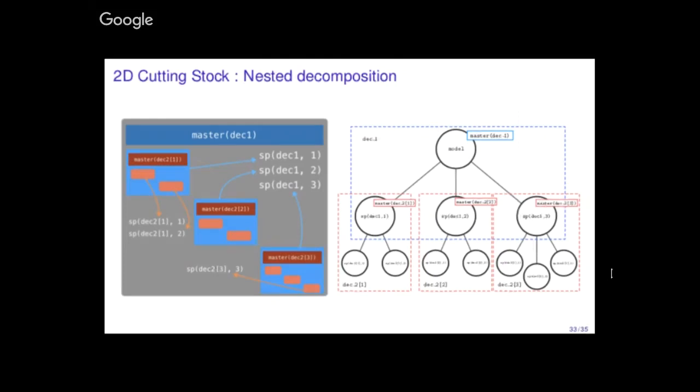So the kind of structure that we want to reproduce now is something like this. We have your big problem here, your master constraints, and your subproblems for your original formulation. And each of these subproblems has its own master and its own subproblems. And the decomposition tree that we generate looks like this. We have your original problem and your 3 decomposed pricing problems here.